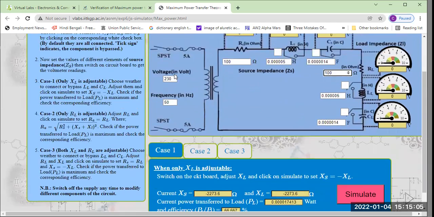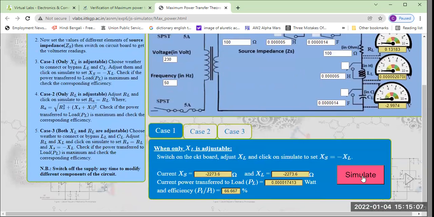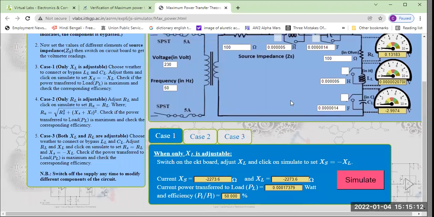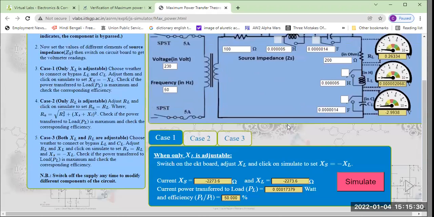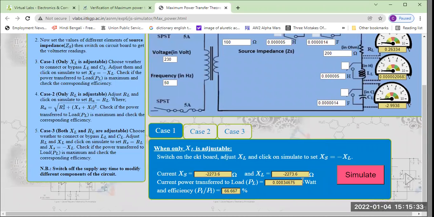You can see again what happened. You can see this is 50%, because 50% power is consumed here and 50% power is consumed here. Now if I just multiply it by double and simulate it, you can see the wattage was just double.